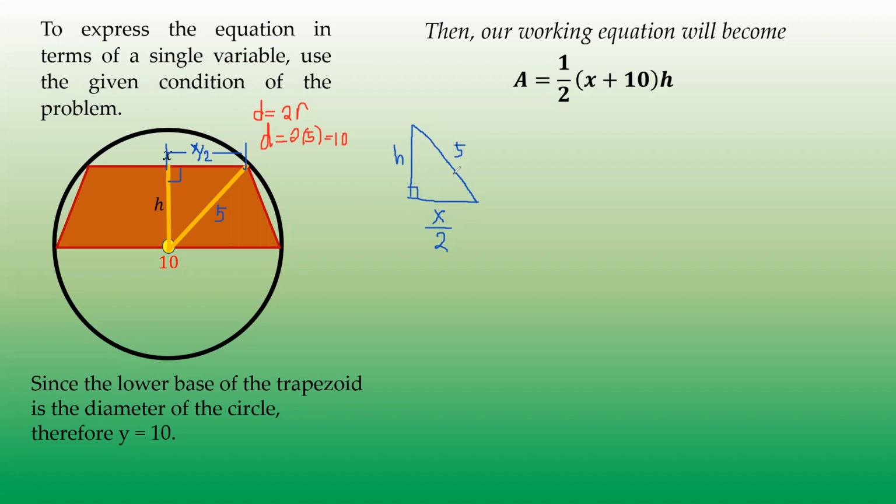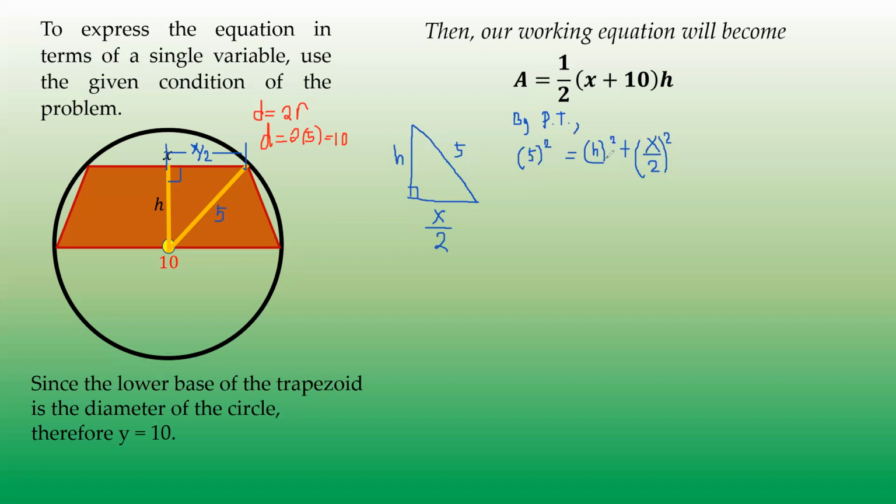What do we commonly use when we have a right triangle? We use the Pythagorean theorem. By the Pythagorean theorem, what is its definition? The square of the hypotenuse is equal to the sum of the squares of each side. So you have 5 squared equals h squared plus x over 2 quantity squared. We are solving for the value of h so that everything is in terms of x.